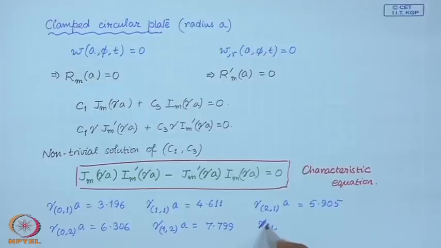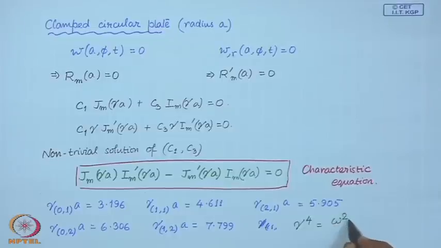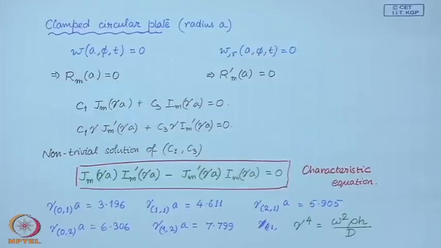So, these are some of the initial values of gamma, and we already know that this gamma to the power 4 is given by this, so if you know gamma, then you can determine omega from here.